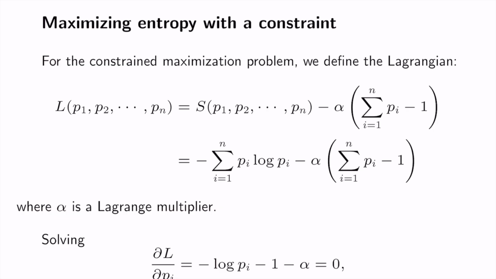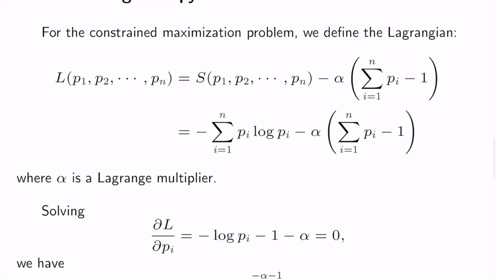For constrained maximization problems, we can use the method of Lagrange multipliers. So here's our Lagrangian. This is entropy, which is the function to be maximized. And here's the constraint. And this alpha is the Lagrange undetermined multiplier. So we plug in the definition of entropy, and we have this. Now, let's differentiate this function L with respect to these variables. And we get this.